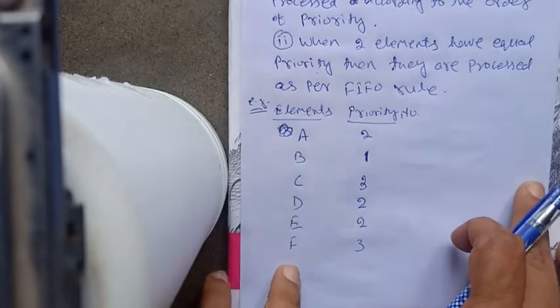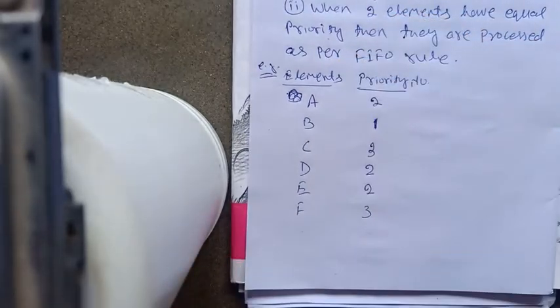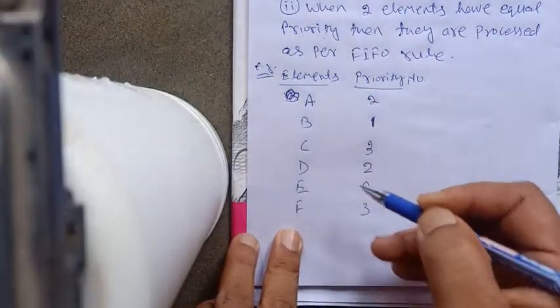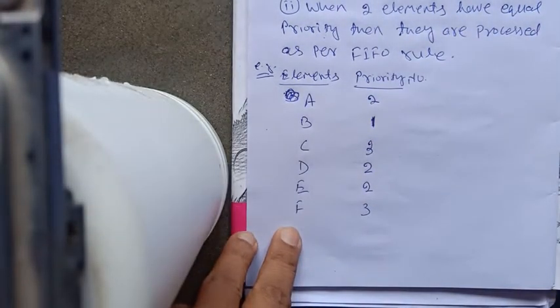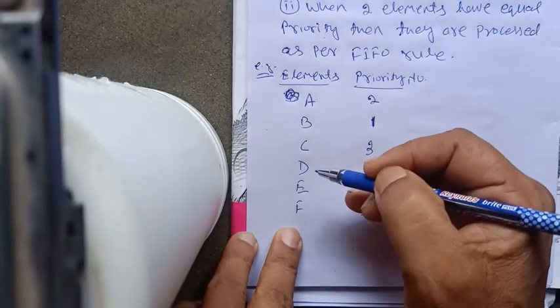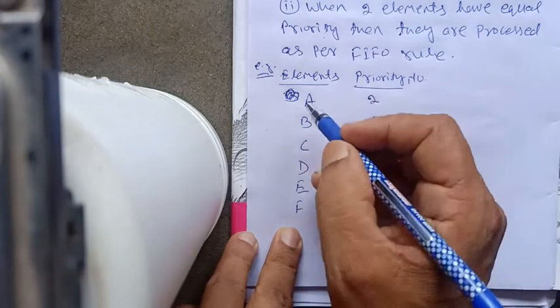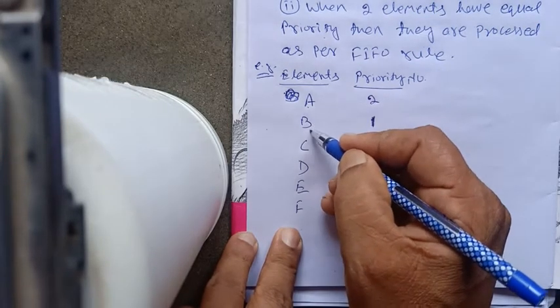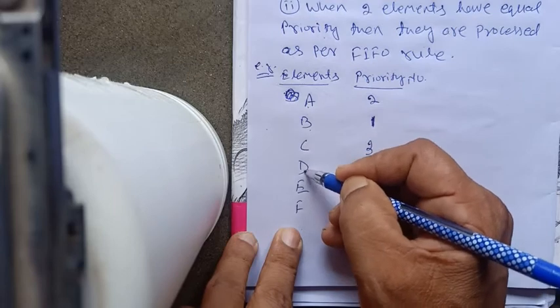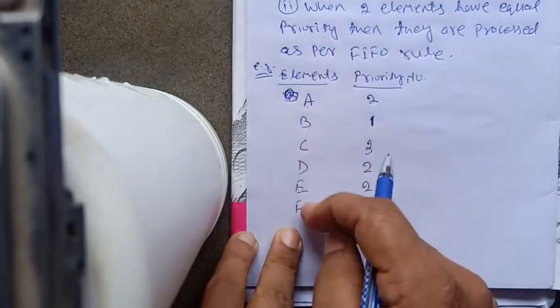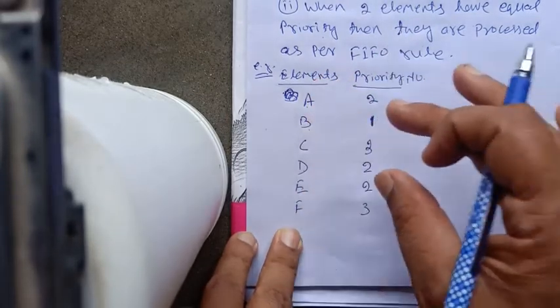Okay, so let me give an example. Suppose I have written down some elements according to their order of arrival. Order of arrival means in a queue, the first data element that is supposed to enter is A, then second B, then C, then D, then E, then F. This is the order of arrival of the 6 elements in a queue.